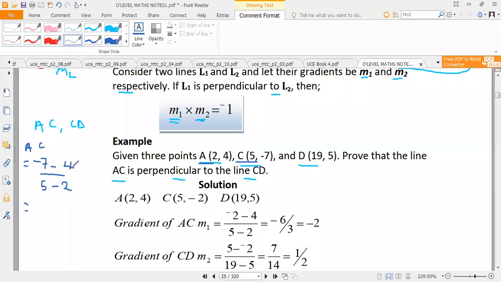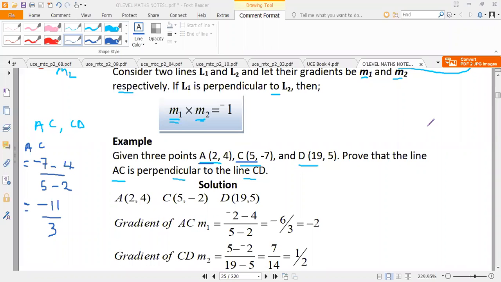Okay, so -7 minus 4. Since we are subtracting a positive from a negative, the negative value increases and this becomes -11. And 5 minus 2 gives us 3. So we end up getting -11 divided by 3.